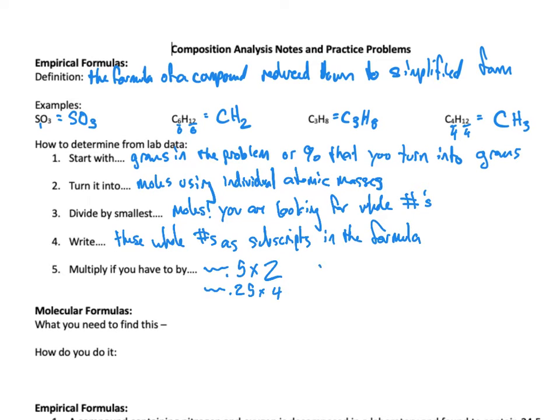If you have something that ends in .33 or .67, you're going to multiply those by 3. And you just have to remember to multiply everything. If you have to multiply, you multiply everything. Okay, so that's the most common type of problem, just getting empirical formulas.